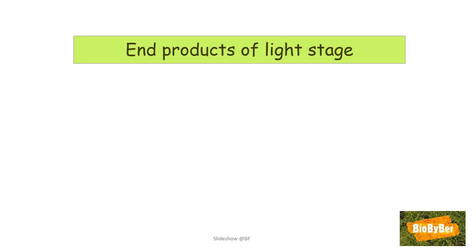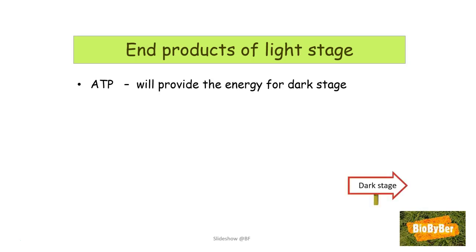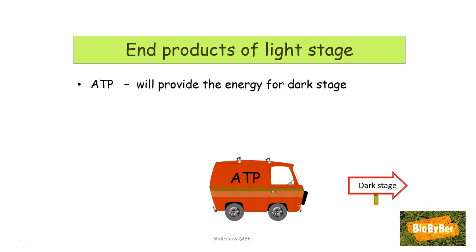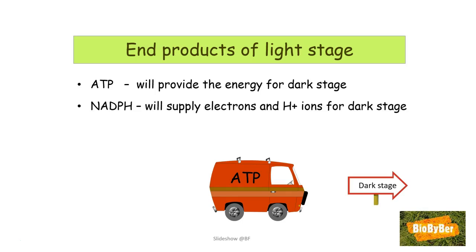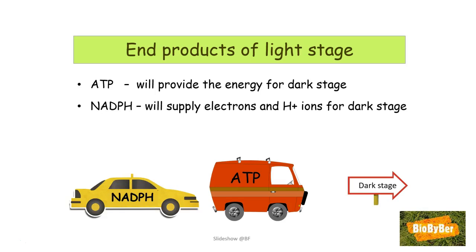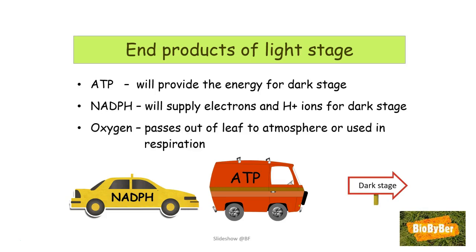What are the end products of the light stage? Well, ATP is formed, which will provide the energy for the dark stage. A van load of energy, an energy-rich molecule. NADPH will supply electrons and protons or hydrogen ions for the dark stage. NADPH hired: 2 electrons in the back seat, H+ in the front seat.